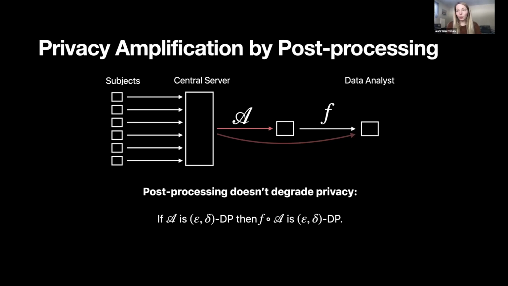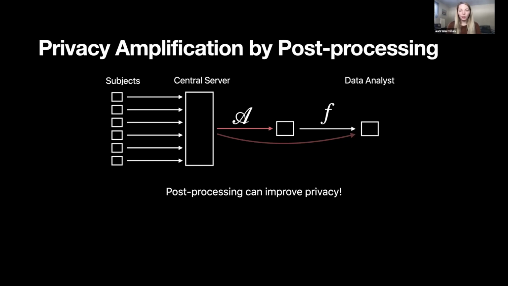So as I mentioned before, one of the fundamental tenets of differential privacy is that post-processing doesn't degrade privacy. So this composition is necessarily just as private as the output of A was. So the question really is, when does it improve privacy? And there are situations where it can and situations where it doesn't.